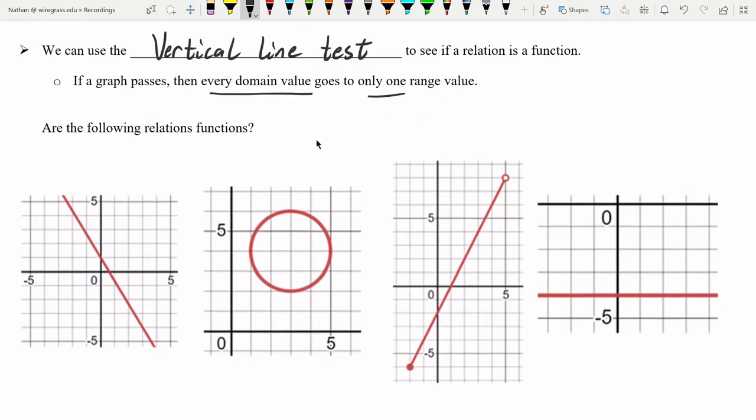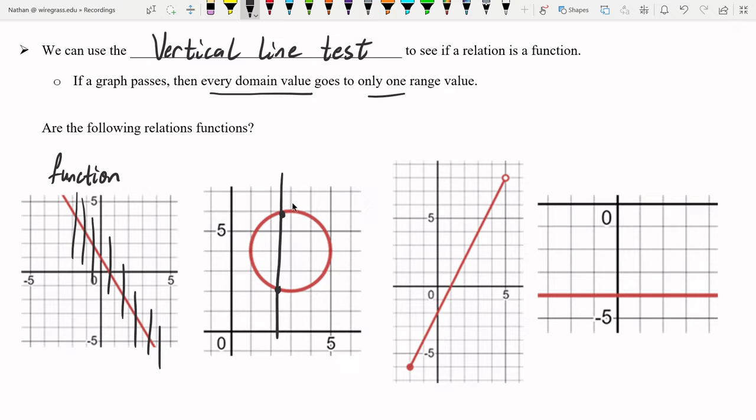Just look at these 4 graphs. For this relation, if I can take any vertical line, and if I can only find vertical lines that intersect the relation once, then it is a function. In this first one, I can take any of the vertical lines on this whole thing, and you can see that this does pass. So this is a function. Now this one, I can create a vertical line right here, and you can see it intersects it twice. So that means that this is not a function.